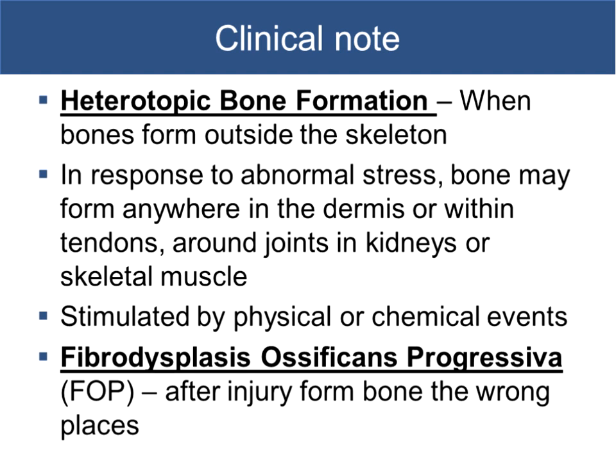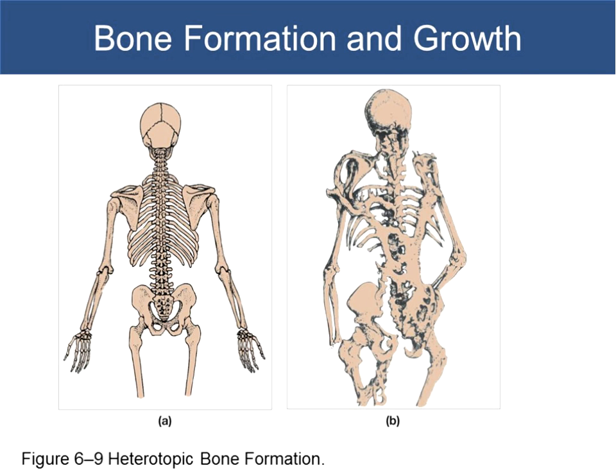Now, a very exaggerated form of heterotopic bone formation is fibrodysplasia ossificans progressiva, or FOP. This is where there's been some sort of injury to the body, and then we have bone forming in places where it should not form, where parts of the vertebrae fuse together, muscle and ligaments are becoming bone themselves, and it completely compromises this individual's ability to have normal physiological processes because there's bone that's forming in all of these places where it should not be formed.